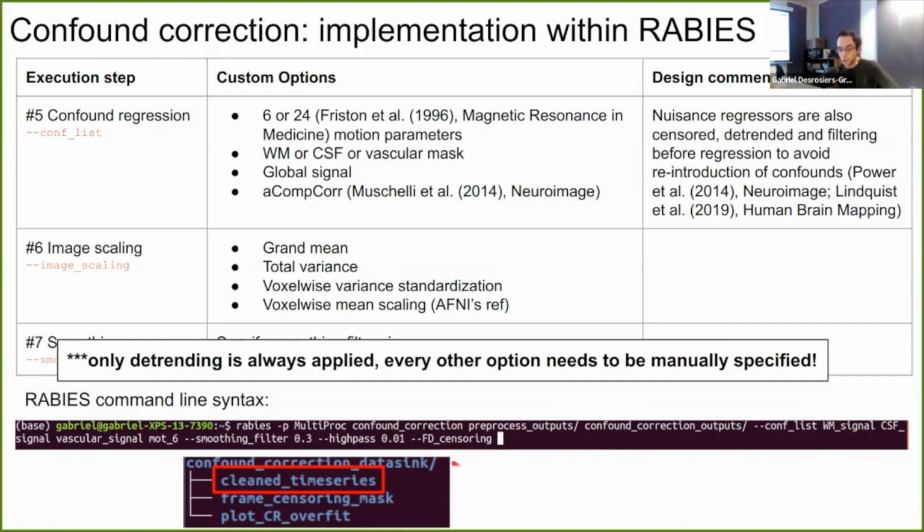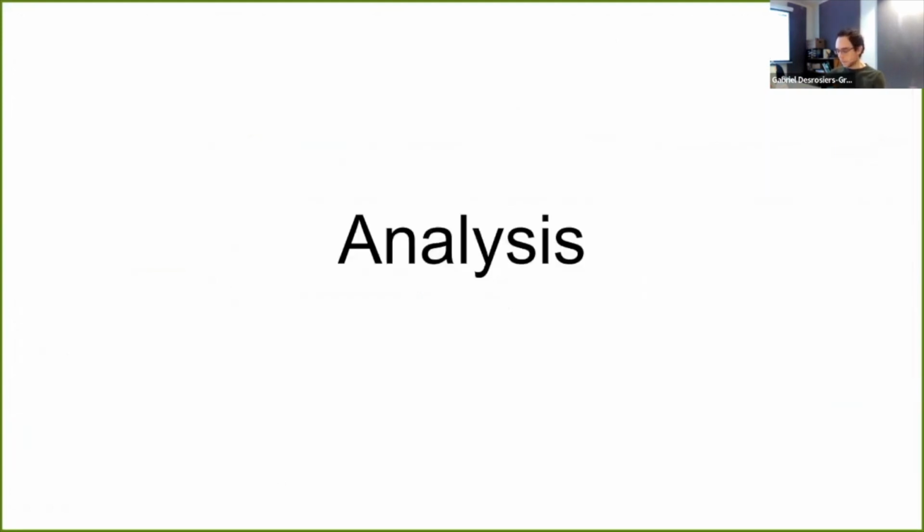The main new output you're going to get is this confound correction data sink, where you can find within that a folder with the clean time series NIfTI files, which is probably the main file of potential interest. So it's likely that if you're doing your own connectivity analyses outside of RABIES, you'll want to use these NIfTI files as your input for your analysis. So that concludes confound correction.